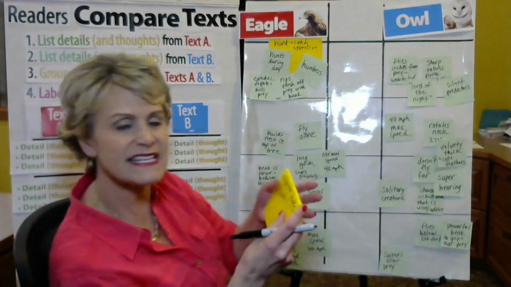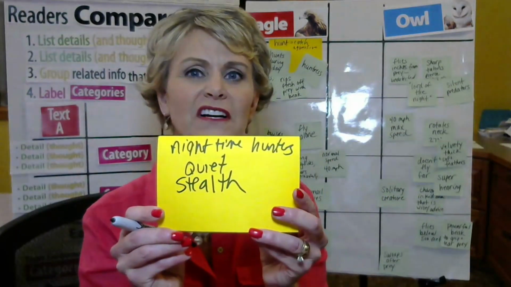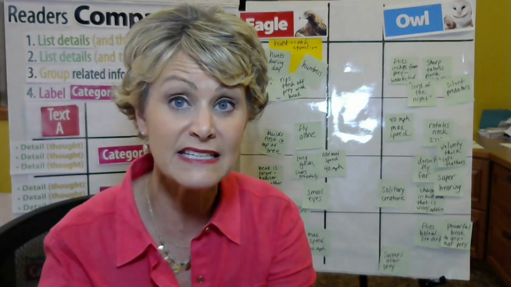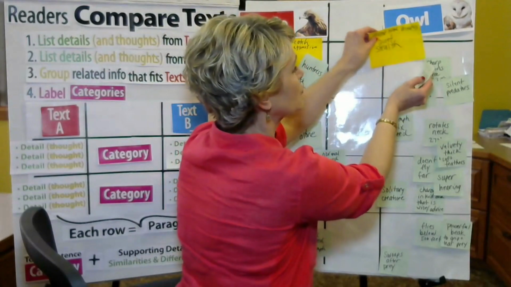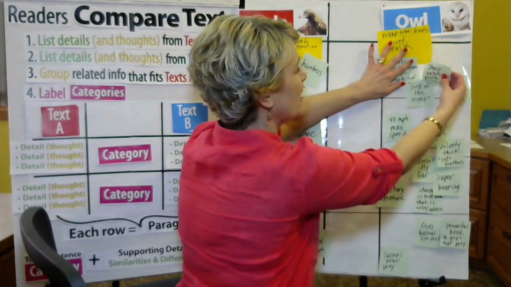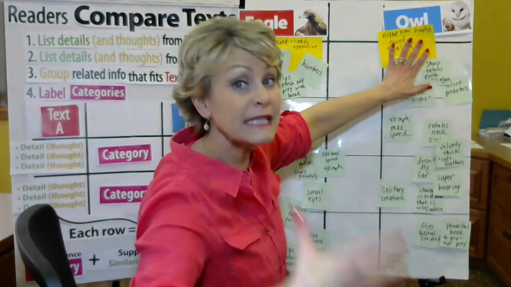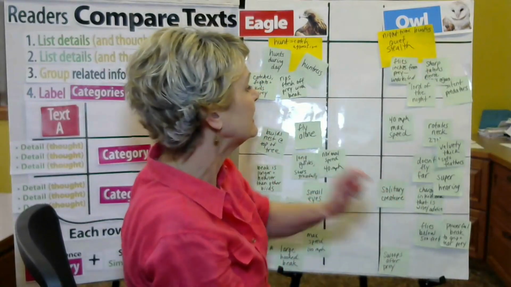As aggressive as the eagles were, I'm thinking that owls are a little more like a stealth stalker kind of hunter. These are the thoughts I'm having about why I put these together in a group. So any thoughts you have, that's yellow, and it's going to really help you when it's time to explain your thinking. We're just grouping right now, but explain it later.